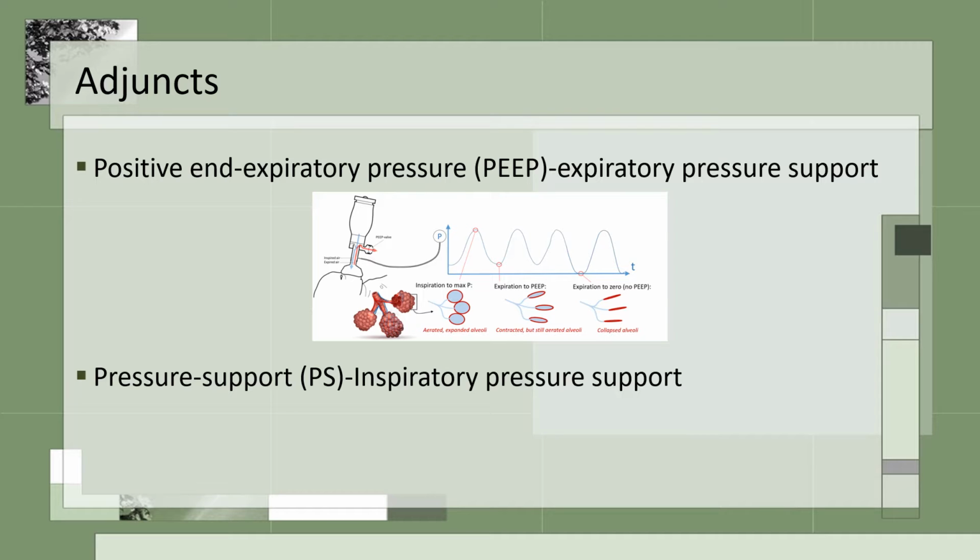Then pressure support is inspiratory support. It is a preset positive pressure. The range is normally 10 to 20 centimeters of water. This augments the patient's spontaneous volume. It decreases the workload of breathing and patient fatigue during weaning. So I consider this like a splint.